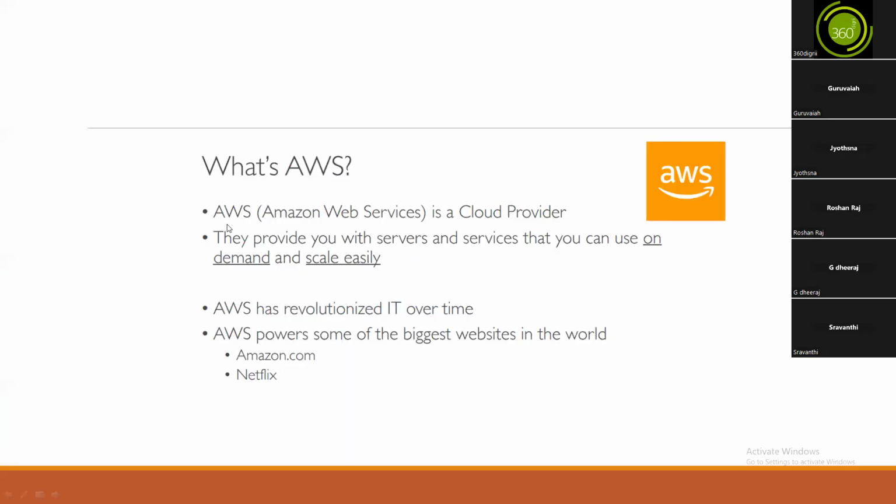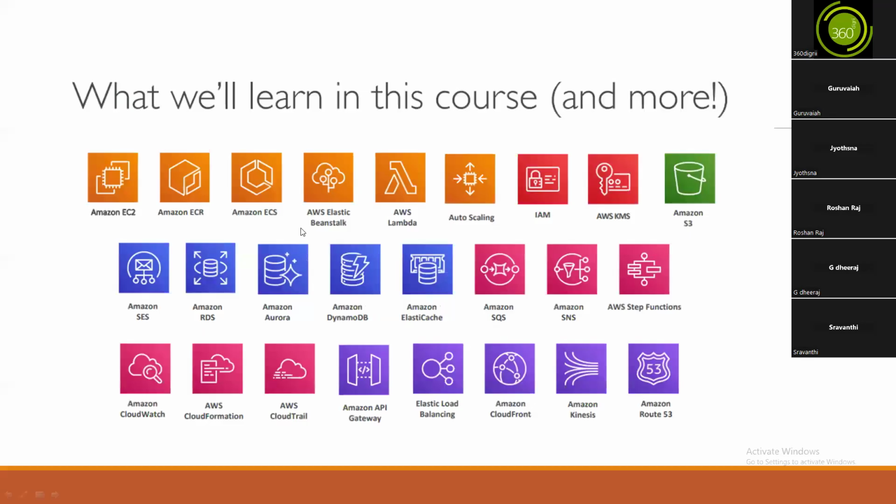AWS is a cloud provider. They provide you with servers and services that you can use on demand and scale easily. AWS has revolutionized IT over time. AWS powers some of the biggest websites in the world: Amazon.com, Amazon.in, your e-commerce website, Netflix. These all are using the Amazon cloud only. In this course we will learn Amazon EC2, Amazon ECR, Amazon ECS, Elastic Beanstalk, Lambda, Auto Scaling, IAM, S3. We will discuss these, guys.